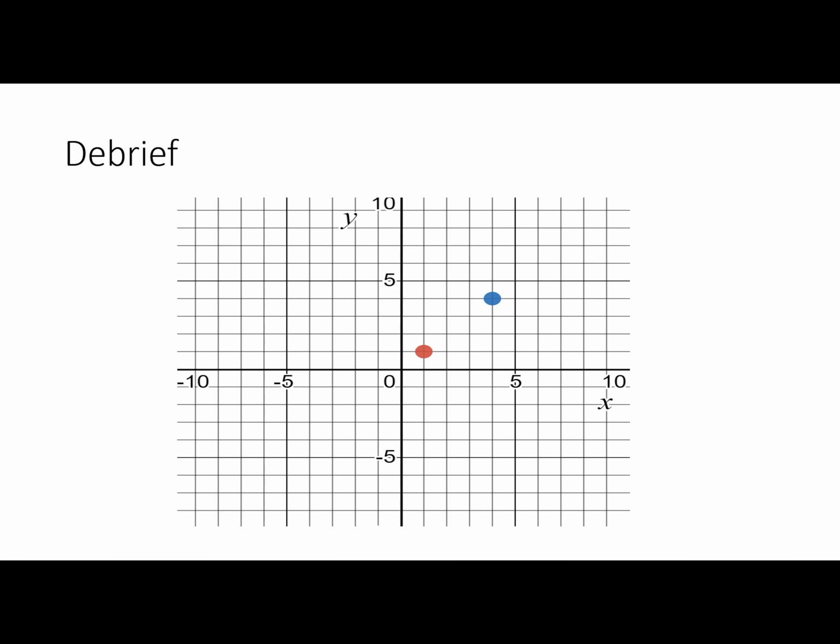So from the previous slide, we were supposed to plot point 1, 1, which is the red one here, and point 4, 4, which is the blue one here. Now we connect the dots, and then we find rise over run. So rise, how much it went up, and how much it went left or right. Rise is going up or down, run is going left or right. So our rise is 1, 2, 3, 3 and our run is 1, 2, 3.